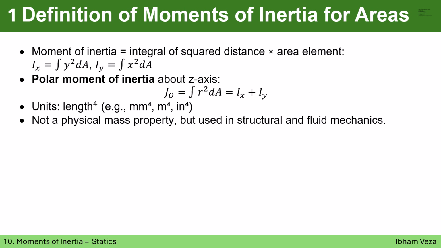The polar moment of inertia is defined about a point or axis perpendicular to the area and is equal to the sum of the moments of inertia about the x and y axes. Notice that the units are length to the fourth power, such as millimeters to the fourth or meters to the fourth. This property is geometric rather than a mass property.